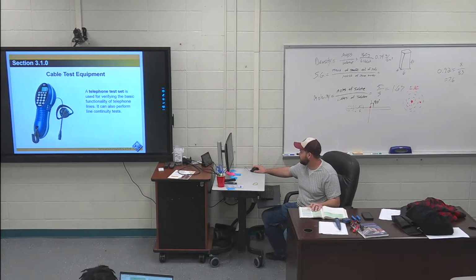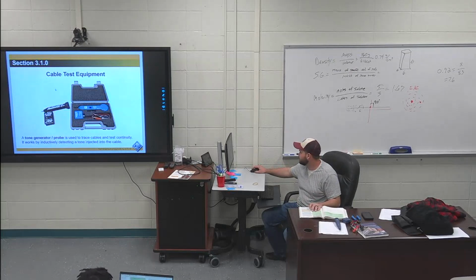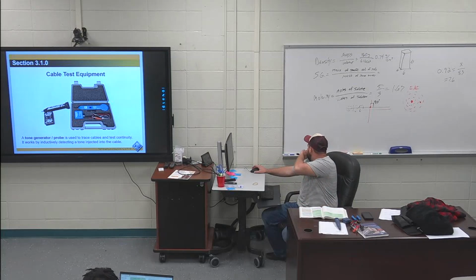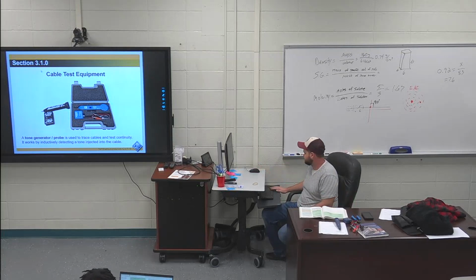Yeah, gave you all that one. So it can look something like this. The toner, this is what my personal one looks like. This is why they're called the Fox and the Hound, because that's a name brand of them, all different types. This is Ideal, Fox and the Hound. This is Fluke. Mine is Greenlee. You have all different brands of those.